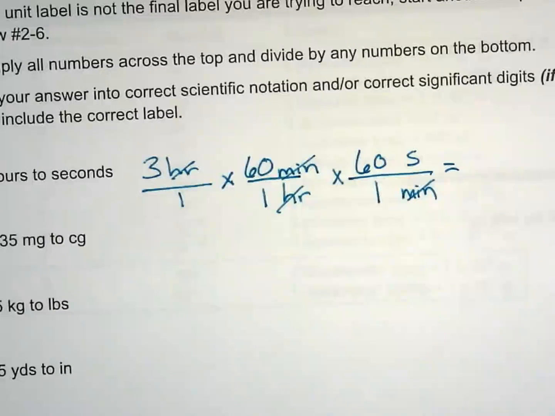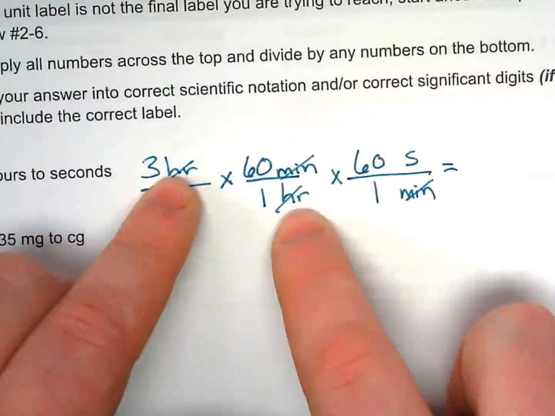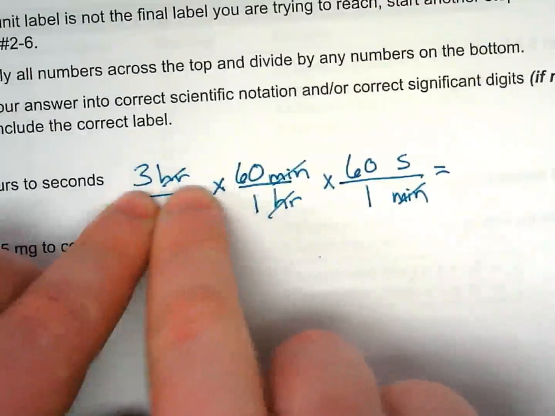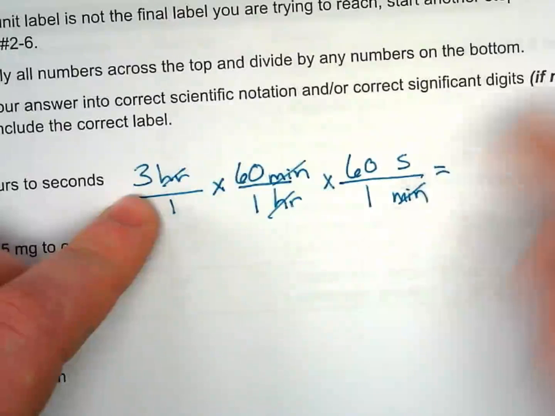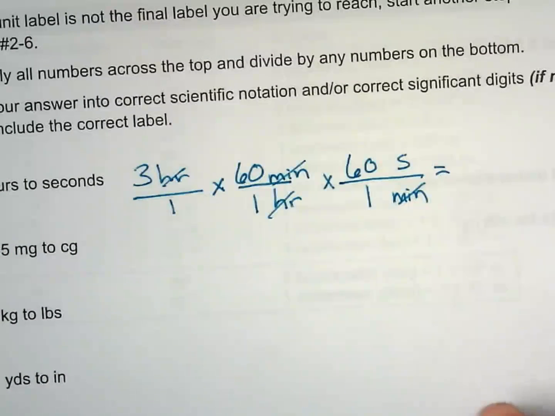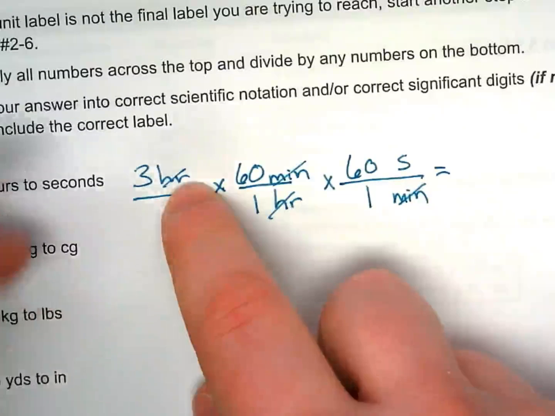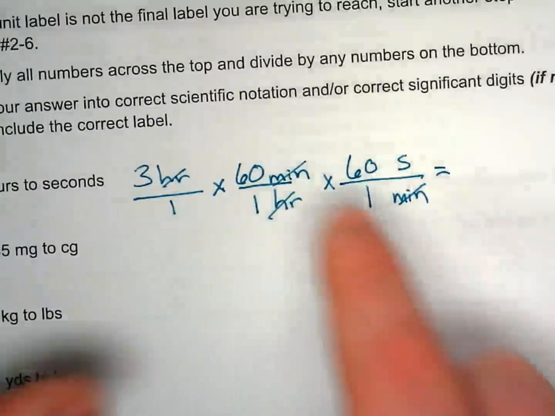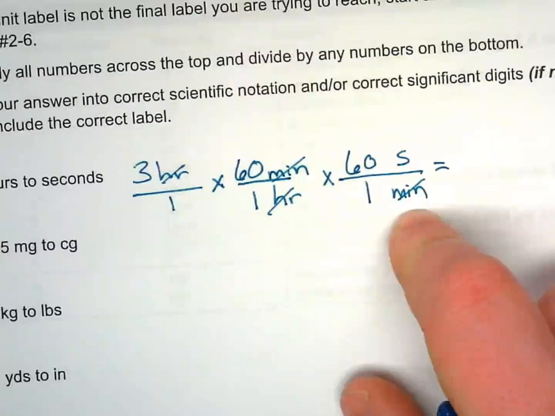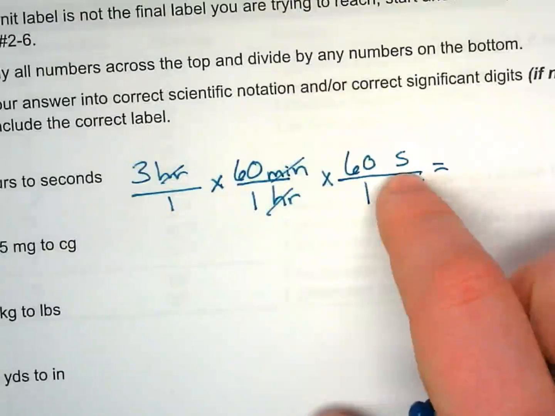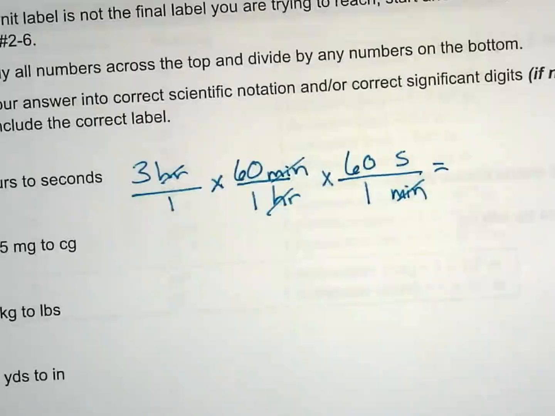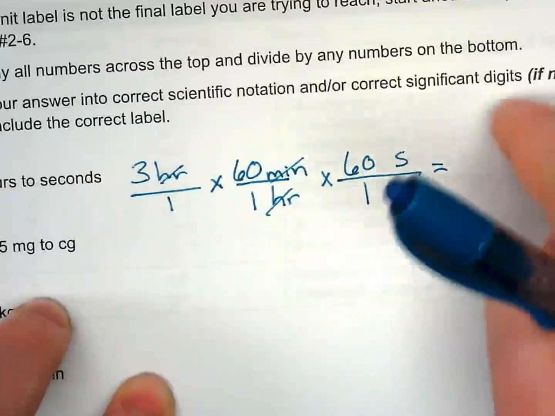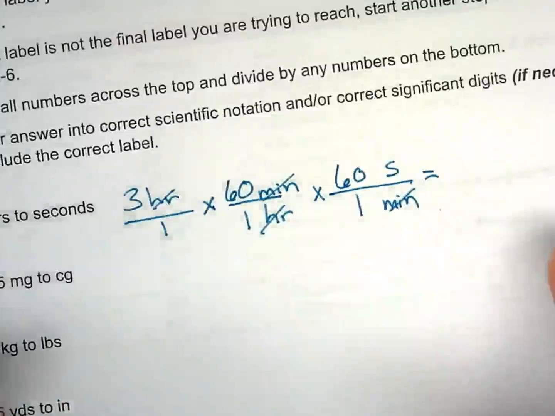So if you're wondering, Mr. Sheeline, why is it that these guys cross out? Well, remember, you're multiplying across the top and across the bottom, and then you're dividing. So if you've got hours in your numerator and in your denominator, they'll cancel out. If you have minutes in the numerator and in the denominator, they'll cancel out. If you're just left with seconds in the numerator, those are the units you're left with. Okay. So again, it's more or less just multiplying across the top and then the bottom and then dividing top from the bottom. That's more or less what you're doing here.